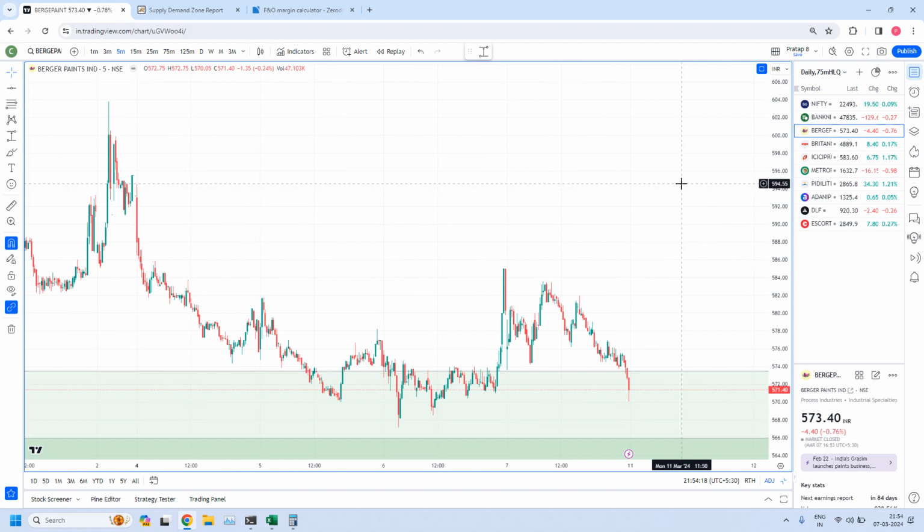So these are the high liquidity zones we generated in yesterday's report. Hope you have a good learning from this video because we discussed many concepts in this video.